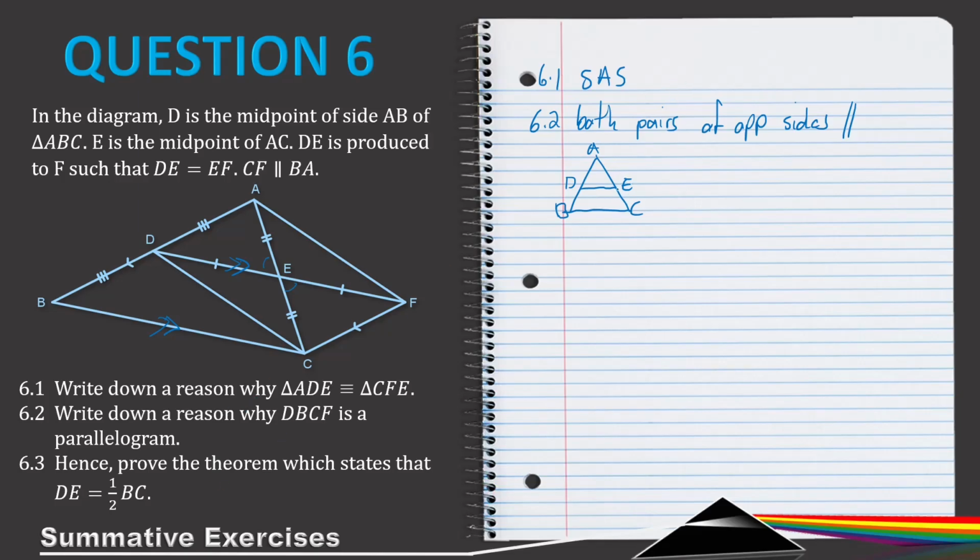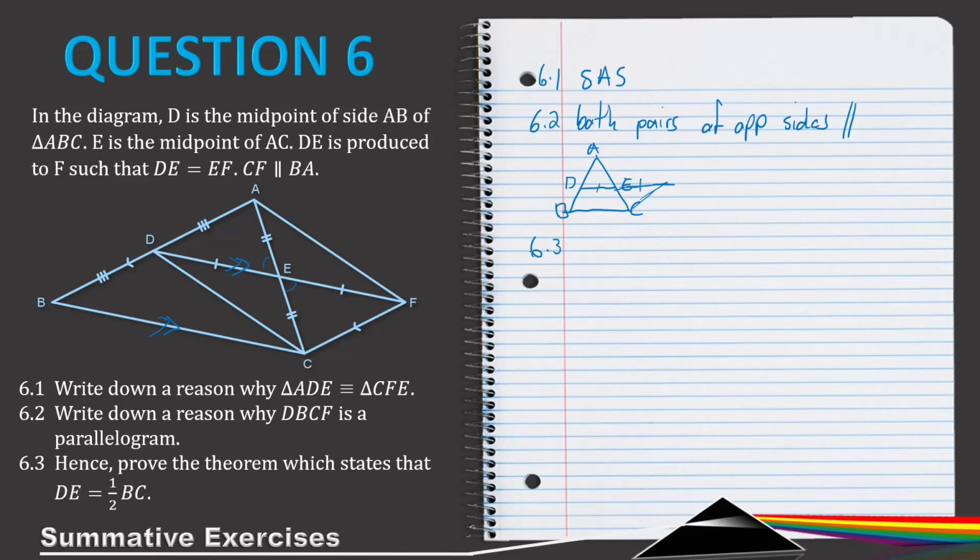And what would you do? You'd basically extend this DE line by the same length, and then you would create a parallelogram over here like that. So this would be equal. So you'll basically make this construction, and then you'll first prove that these two angles are congruent, all right? And then you'll prove that DBCF is a parallelogram. That's the second step. And then the final step is just to, using this, complete the proof.